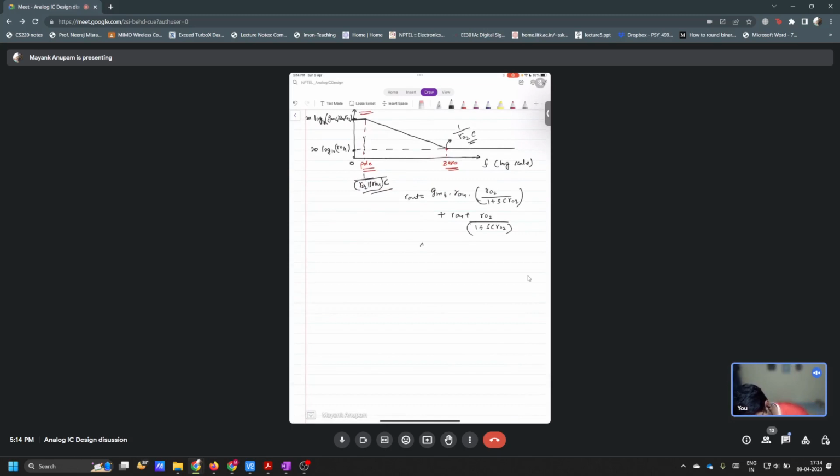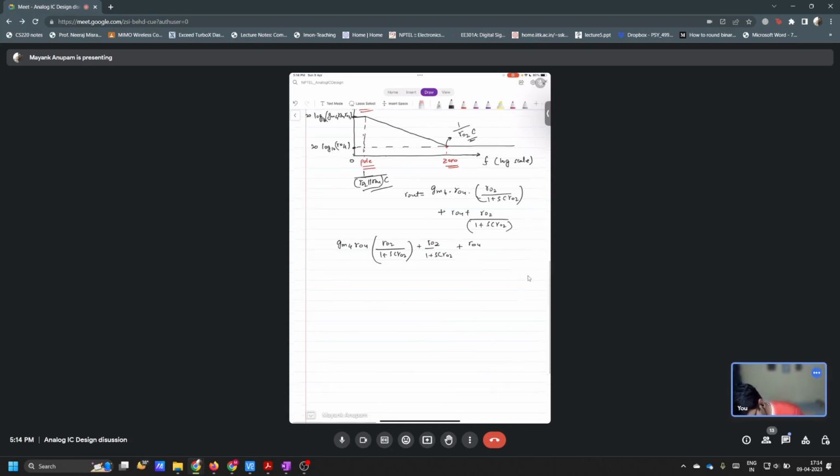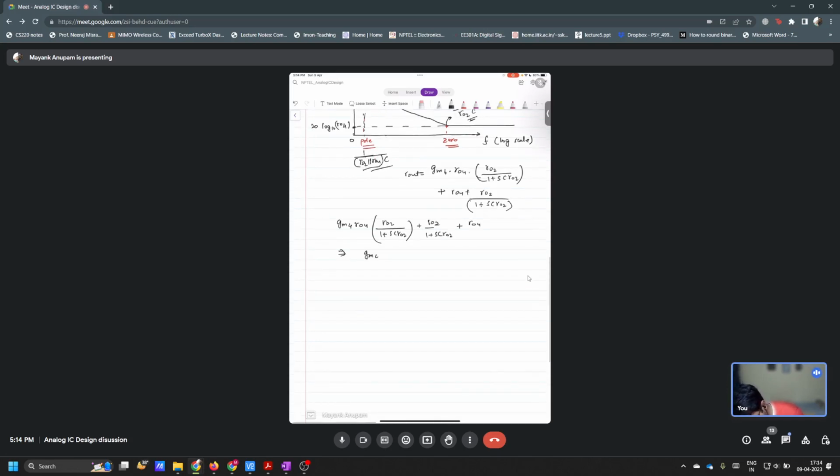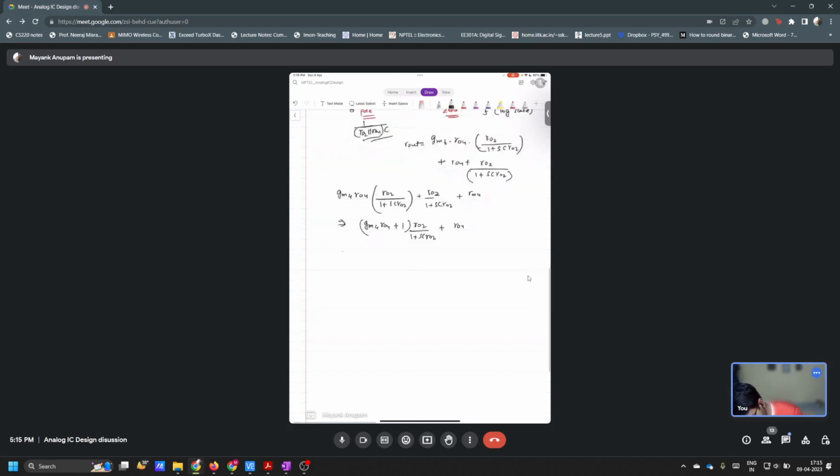So it is actually equal to GM4 RO4 into RO2 divided by 1 plus SCRO2, plus RO2 divided by 1 plus SCRO2 plus RO4. So it will be GM4 RO4 plus 1 into RO2 divided by 1 plus SCRO2 plus RO4, and then this will go. So GM4 RO4 plus 1 RO2 plus RO4 plus SCRO2 RO4 over 1 plus SCRO2.